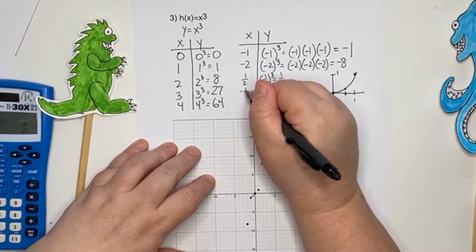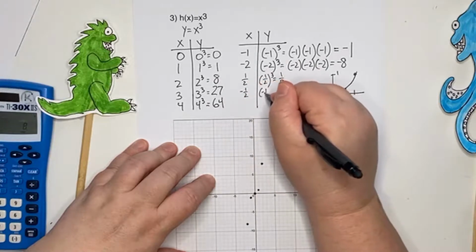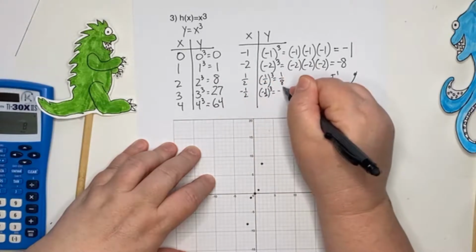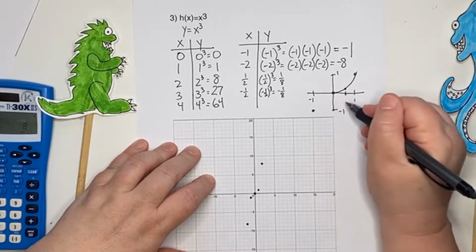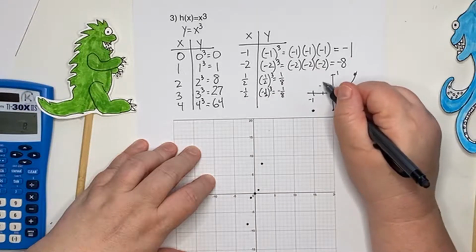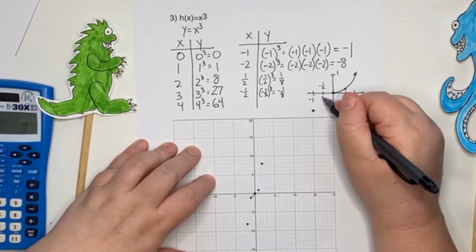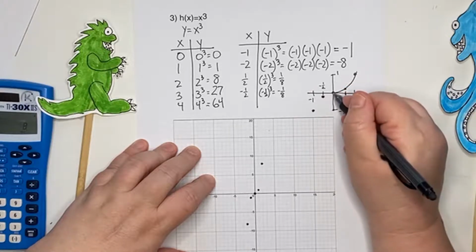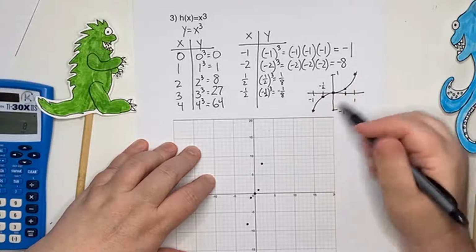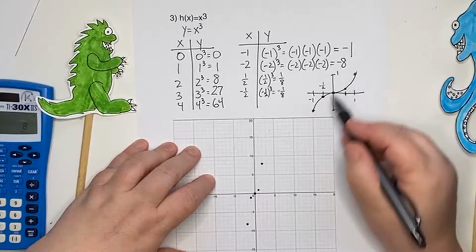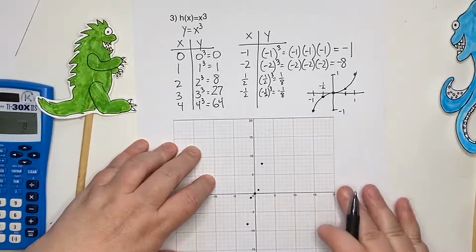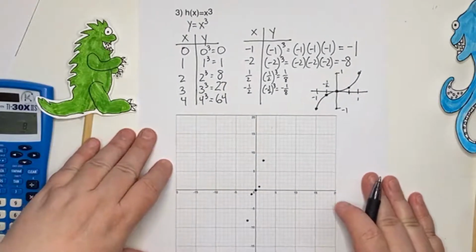But then for -1/2, -1/2 cubed, that's -1/8. So let's look over here. I've got the point -1, -1. And then when x is -1/2, y is going to be like -1/8. So it kind of goes like this. This is very cool because it goes from concave down to concave up. This is a change in concavity, which is really exciting if you're a maths major.